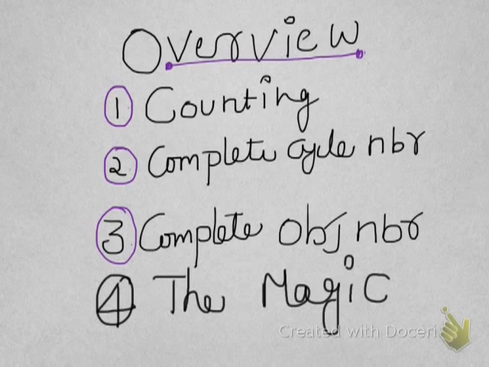Let's have a brief overview of the concepts that we are going to learn in this lesson. In this lesson, I am starting with the history of counting. In the history of counting, I am going to explain how counting began and why people started counting, and what is the major difference between human beings and animals in counting. And then I am going to explain the complete cycle number, then the complete object number, and the magic. The magic tells how the complete cycle number and complete object number led to the birth of astrology.